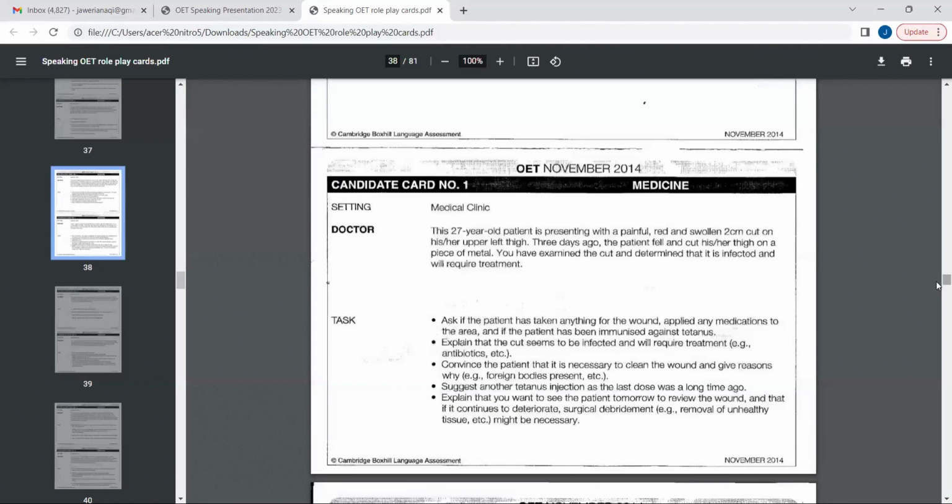All right, doctor. Tetanus infection can be very serious. Doctor, whenever your time's over, I'm sorry. Yeah. So the interlocutor would interrupt you in the exact same manner if you run out of time. So I'm sorry I had to do that.